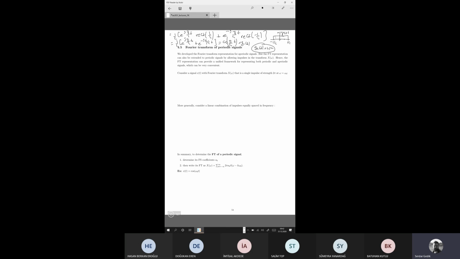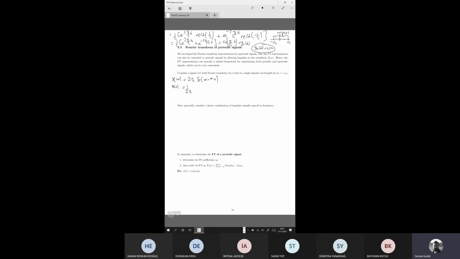So this is a powerful idea. Let's start with considering a single impulsive term. Let's consider 2π impulse(ω − ω0). So if I start with this X(ω), what is x(t) in this case?